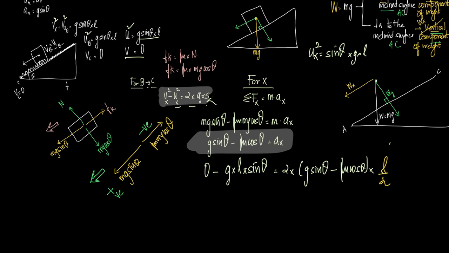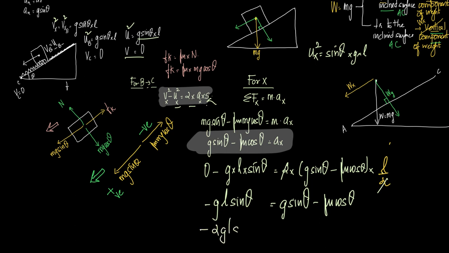So let us try to multiply this. 2 by 2 is 1, right? 2 by 2 is 1. So what we get is minus GL sine theta is equal to G sine theta minus mu cos theta. So if you take G's to the other side, what you get is minus 2GL sine theta. No, there is one L component here. I missed that. Sorry, this whole is into L, right? And this whole is into L. So we have L sine theta, L cos theta would be equal to minus mu cos theta into L, right?